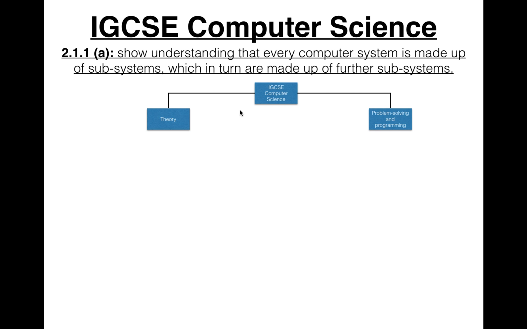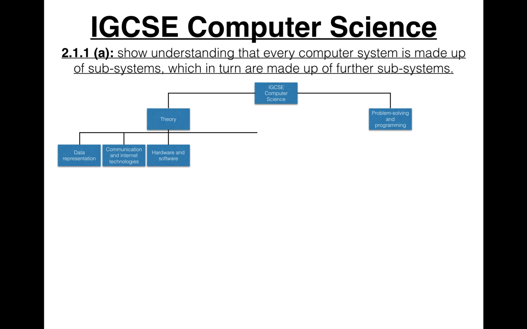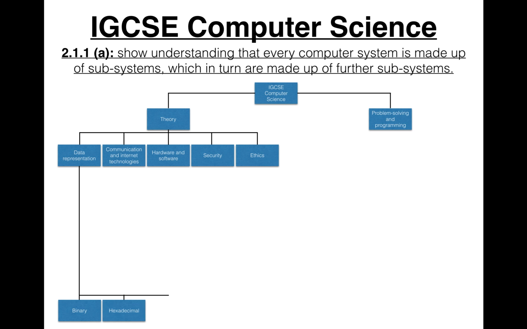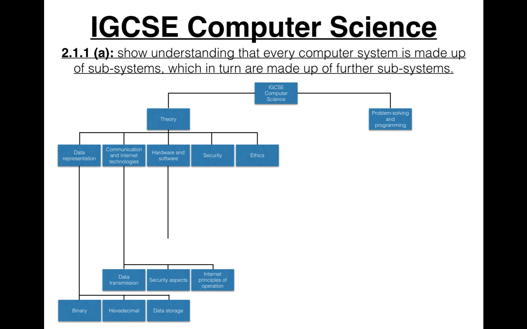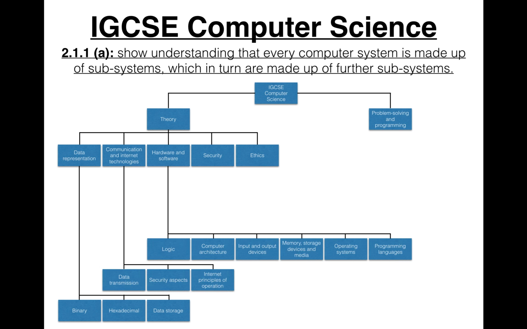We break the theory up into other topics. We looked at data representation, communication and internet technologies, hardware and software, security, and ethics, and we can break these up too. You break data representation up into binary, hexadecimal, data storage, data transmission, and so on. Hardware and software had a lot of stuff. We couldn't really break down security, but if you want to, you could. You can even break these down into syllabus statements.